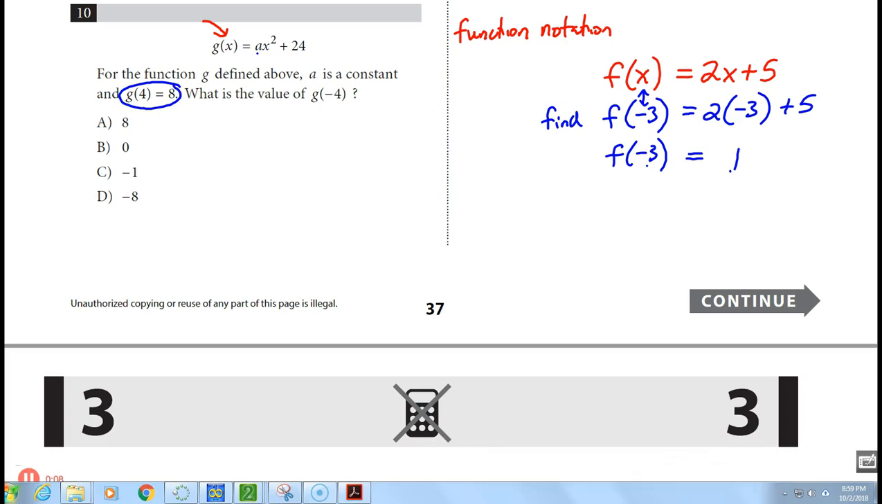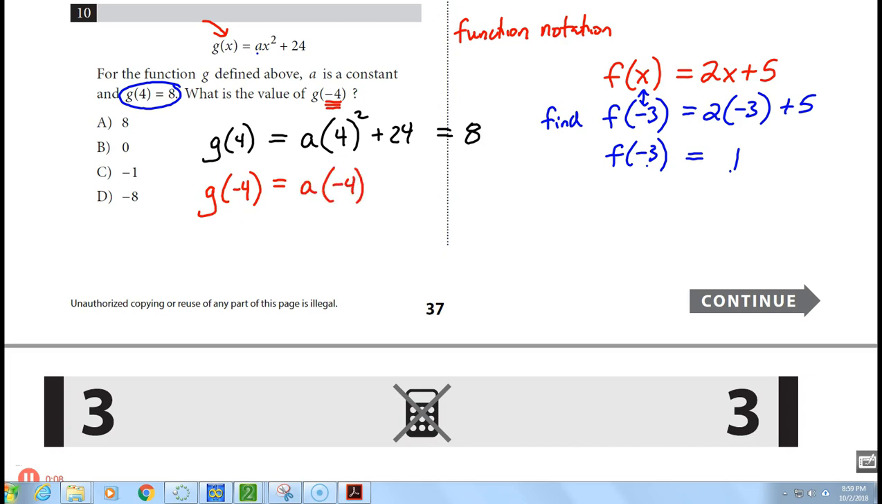So let's write this out. g of 4 means everywhere I see an x, I put a 4 in, equals, still don't know what a is, but this is a times 4 squared plus 24. And it looks like that came out to be 8. Now, the slick way to do this problem, the fastest way, is to realize, they say, what about if you stick negative 4 in there? So g of negative 4 equals a times negative 4 squared plus 24. And we're trying to figure out what that equals, and these are my choices.